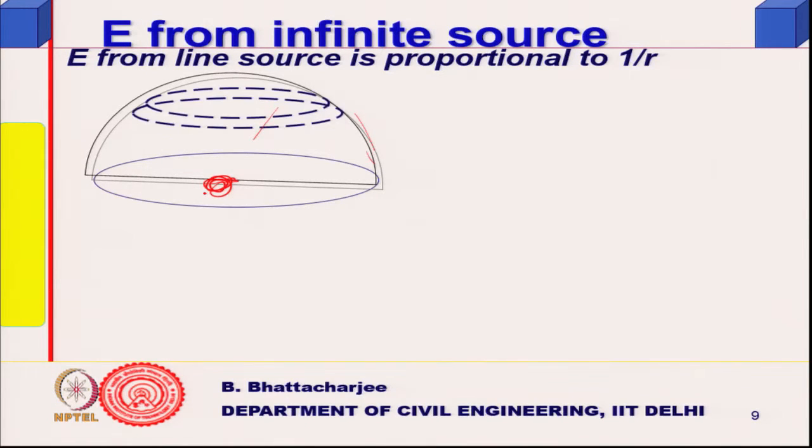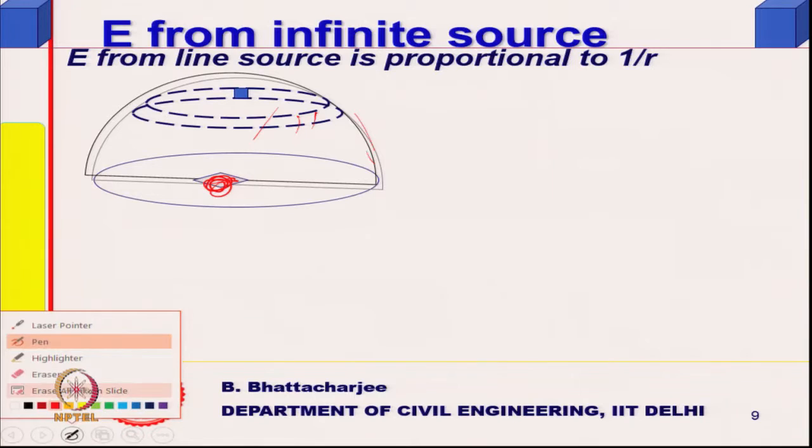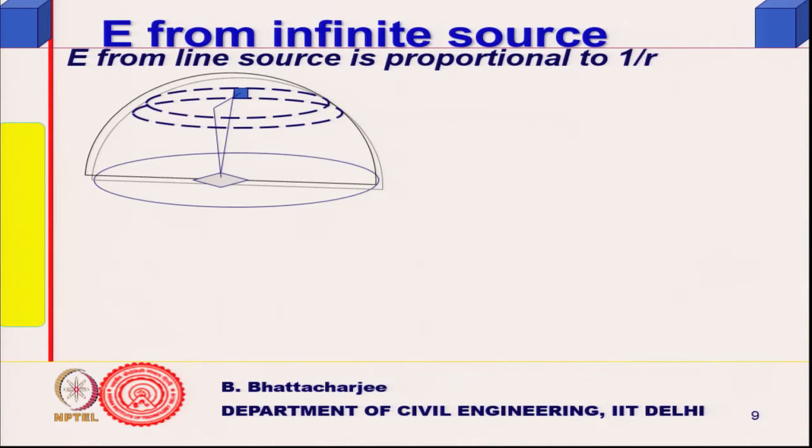So, this illumination I can find out by considering a small surface area here, like I have done earlier. This is a small surface area in the sky, and this is the surface on which I want to find out the illumination. This is the surface on which I want to find out the illumination. So, this is the center of this circular, I will say it is a ring.